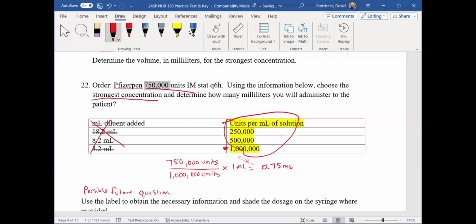All right. Any other questions as you've looked over the 130 tests? Any other questions or question types?